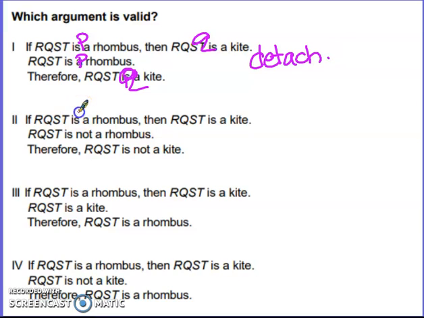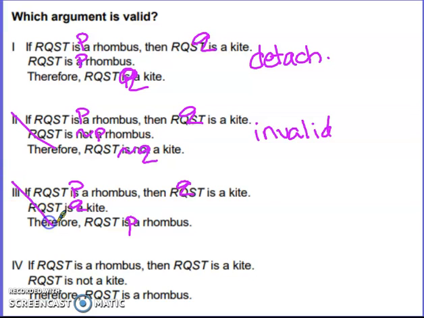If we look at the next one, we still have PQ at the beginning, but now our QST is not a rhombus. That is negative P, and we have negative Q. We just said on the last page that it does not work. There is no law, so that is invalid. The third one, we still have PQ. Our QST is a kite. That is Q and P. We cannot have QP. Detachment says we need to stay in order, and contrapositive says we need to flip it, which this does, but we also need to negate it. So this is also invalid.